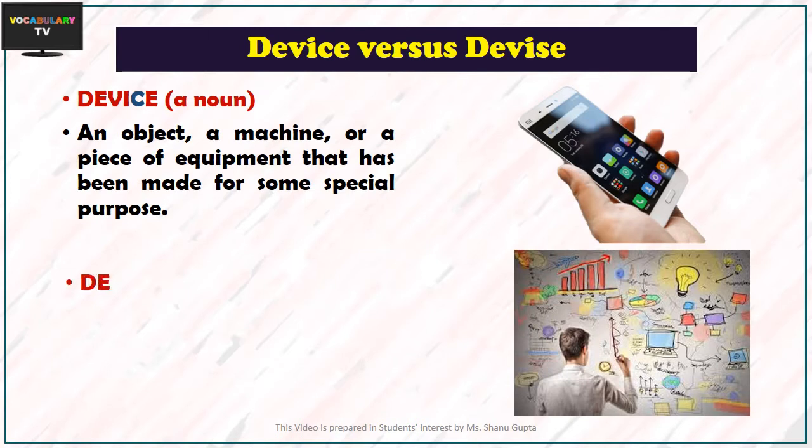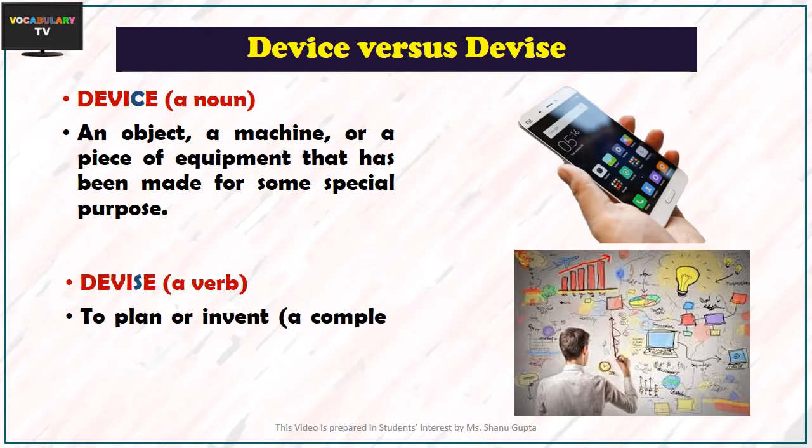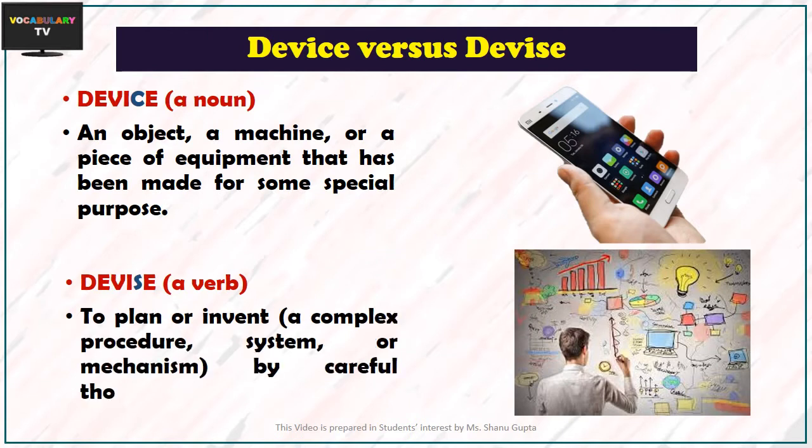Devise, on the other hand, is an action word, a verb. To devise is to plan or invent something like a complex procedure, system, or mechanism by careful thought. So you can devise a plan, devise a strategy, or even devise a device.